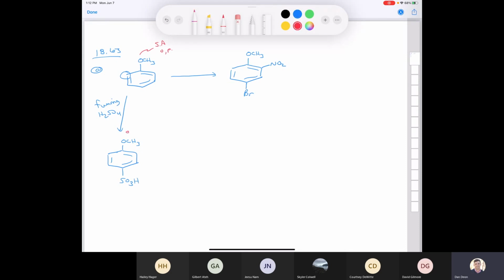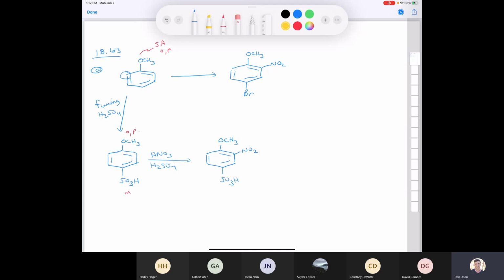Now we have an ortho para director here, and we have a meta director here. So now we can install that nitro exactly where we want it if we treat with nitric acid and sulfuric acid. So HNO3 and sulfuric acid like that. And that is going to put that nitro group exactly where we want it. Okay, so now we've got our nitro group here, and we have our blocking group, our sulfonic acid.